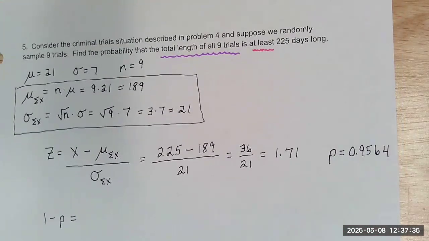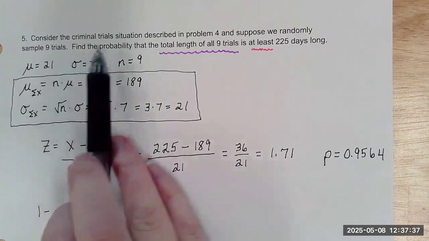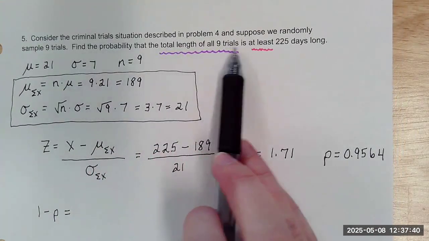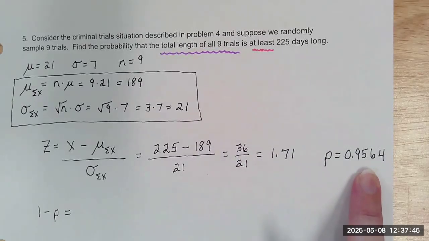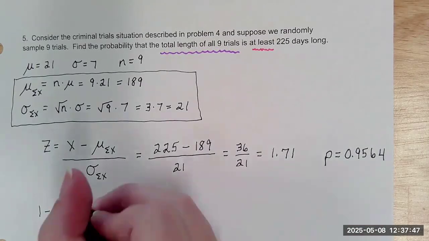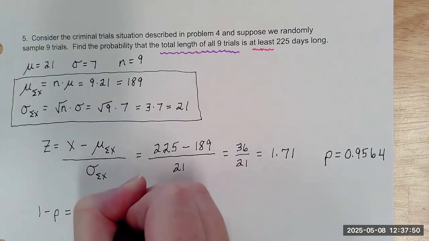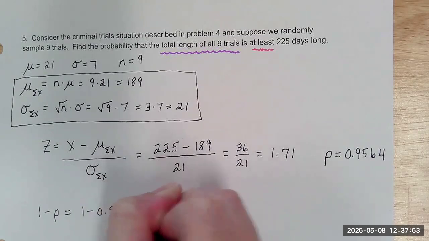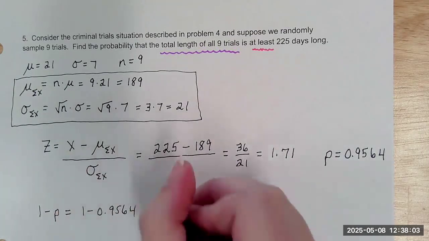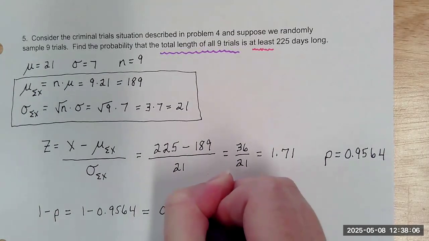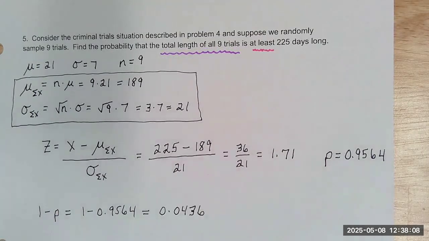Cool. So if this had said, find the probability that the total length of all 9 trials is less than 225 days long, then you'd keep that number. But because it says at least, we got to do 1 minus that number. All right, so I got 0.0436, and we would normally write that as a percentage.